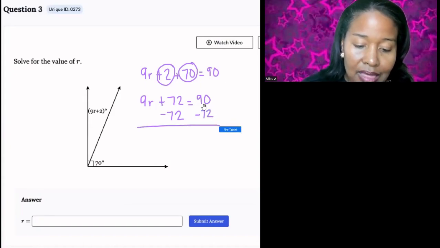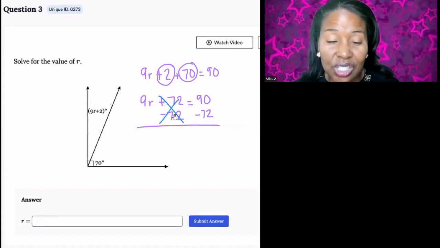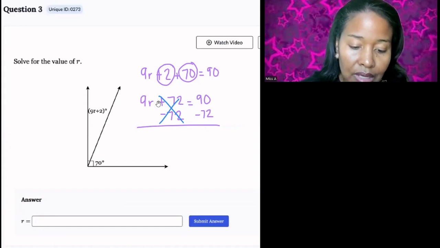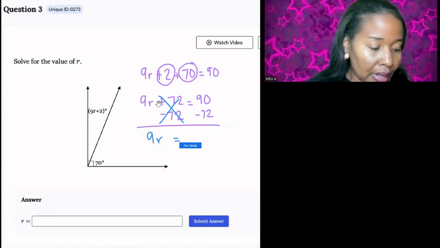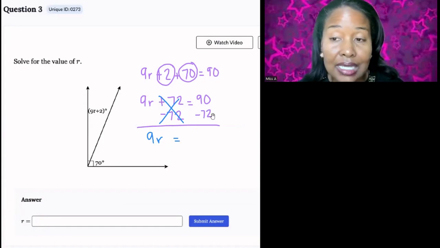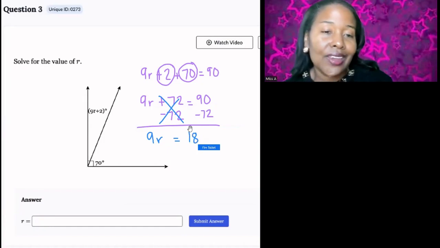We will see that this positive 72 and this negative 72 here, they cancel each other out because they are exact opposites. So now I'll just bring down the 9r. I'll bring down my equal sign, and then I'm going to just do the math. What is 90 minus 72? It's 18. All right, y'all, we're almost there.